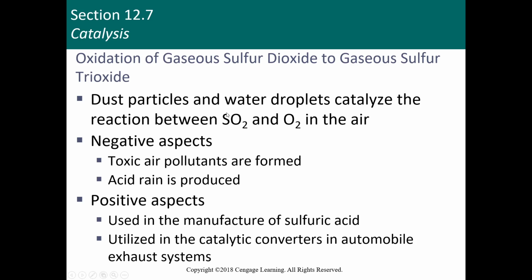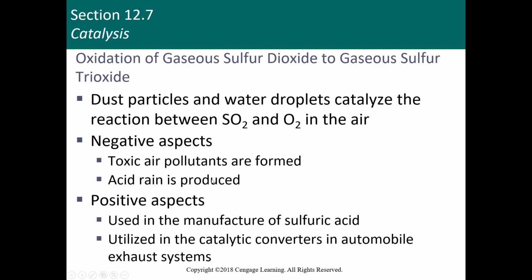Ironically, that was actually holding back global warming, but it was causing sulfuric acid rain and acidification of the ocean and all sorts of other negative connotations. So, when these react in the air, they react on dust particles and water droplet surfaces. The negative aspects of them, of course, is that toxic air pollutants are formed. The gaseous sulfur trioxide is toxic. It can further react to form acid rain.